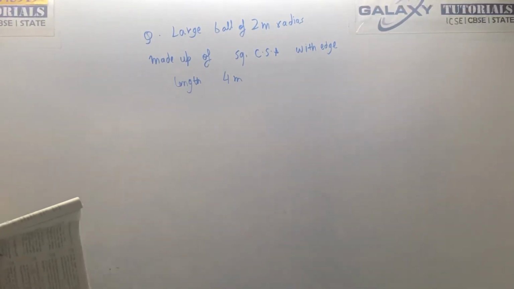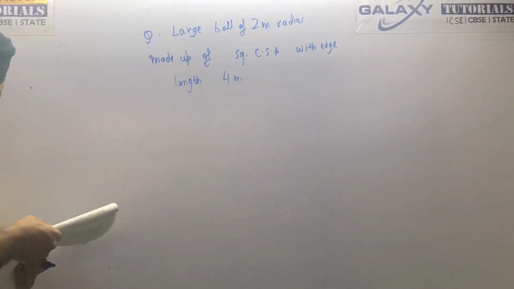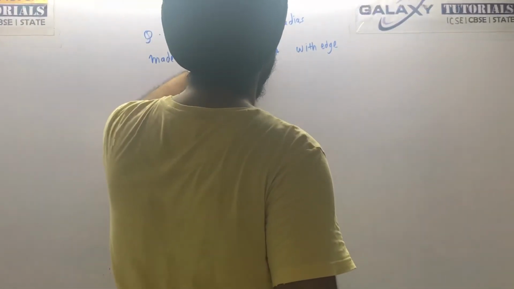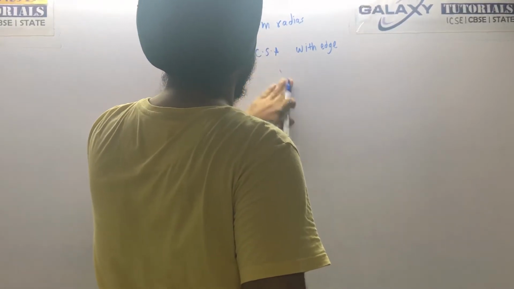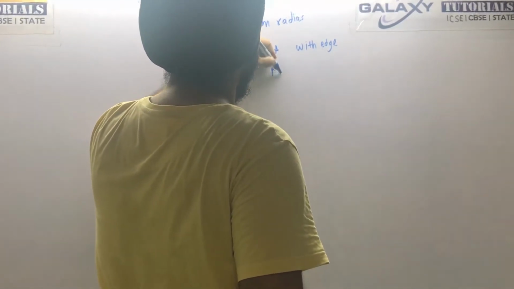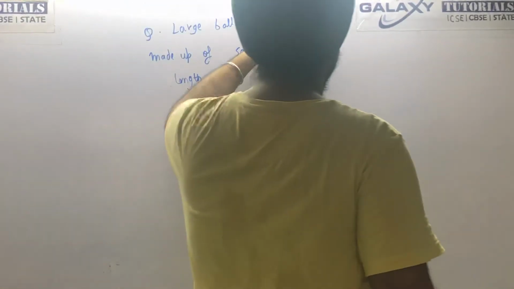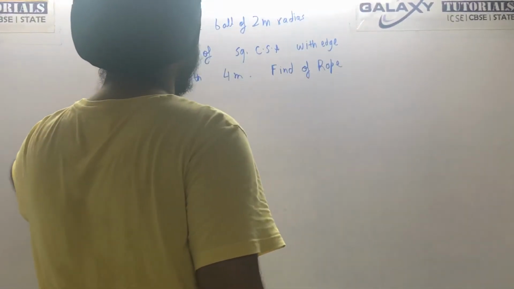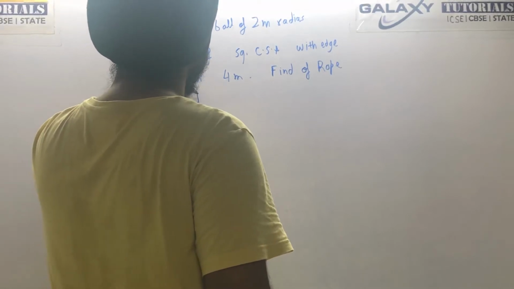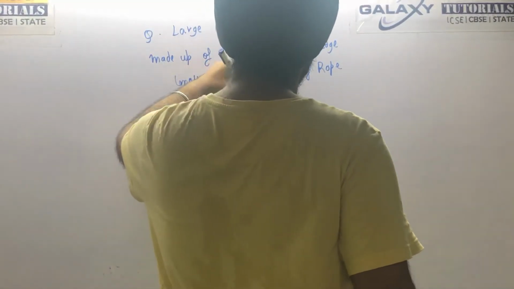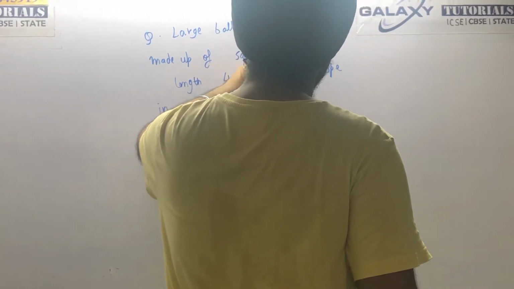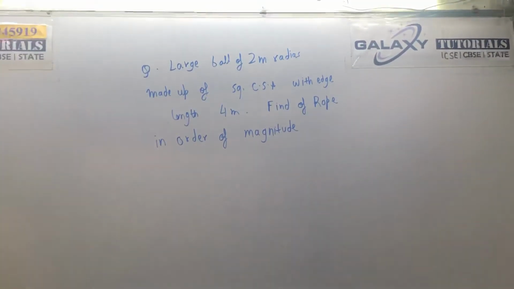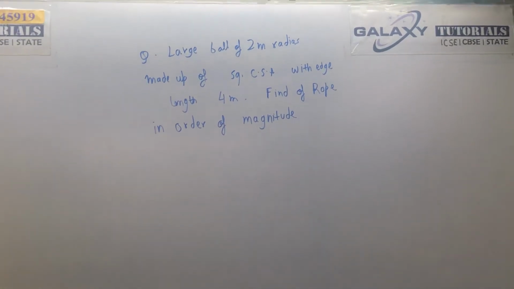So neglecting the air gap, find the total length of the rope to the nearest order of magnitude. Okay, so this is the question that is given to us.